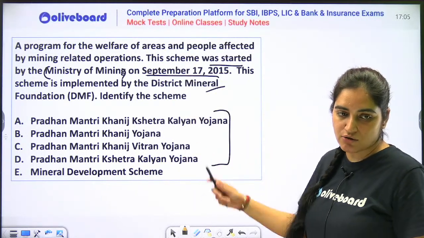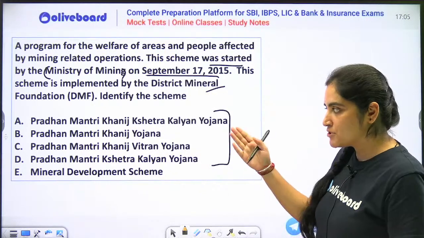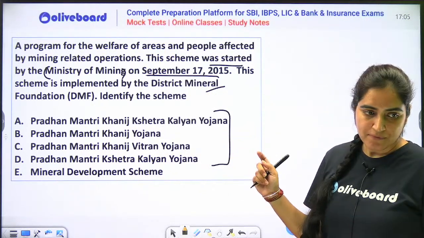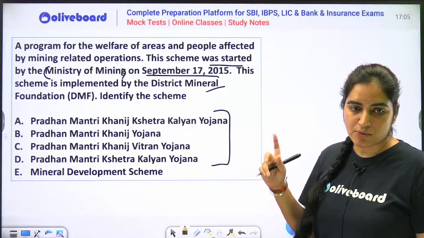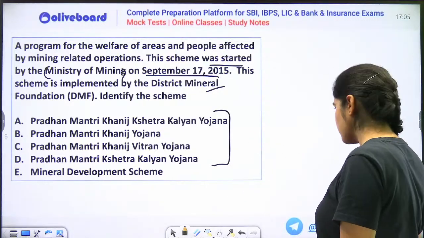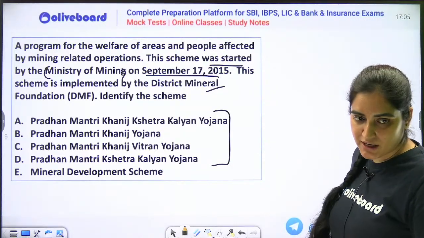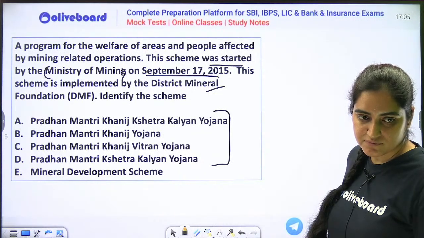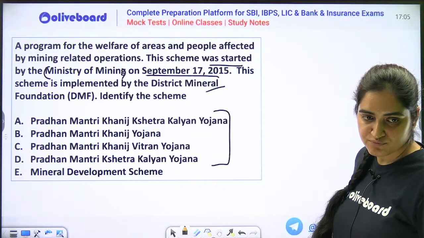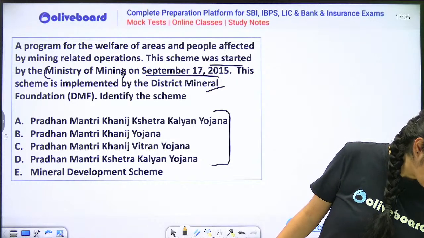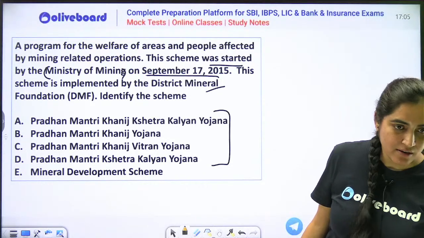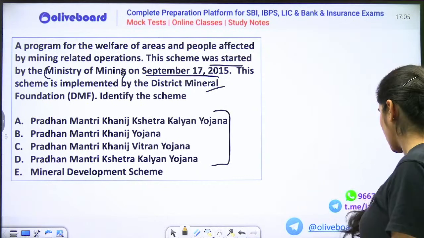Identify the scheme. You need to identify which of the following schemes is correct. What do you think could be the correct answer over here? Is it option number A, B, C, D or E? Which scheme are we talking about over here? Anybody, if you can answer? If somebody of you could answer, please tell me. What could be the answer to this?